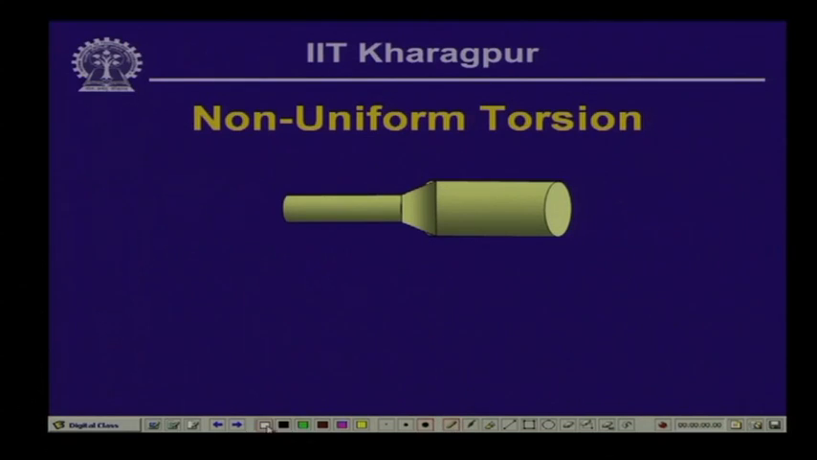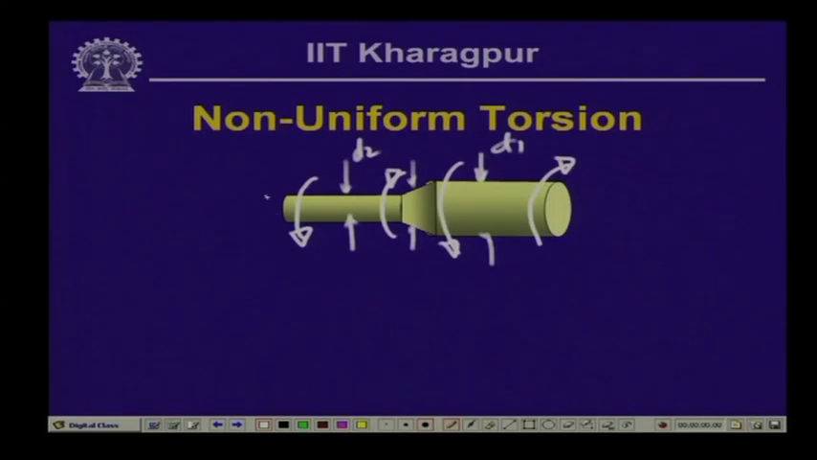Now, let us take a bar where the length is varying and we also have a change in the diameter. Let us call this diameter d 1, maybe here this as d 2, where this is varying, and let us say this is d 2. Let us assume that this is acted on by various twisting moments at different points. Let us call the points A, B, C and D.